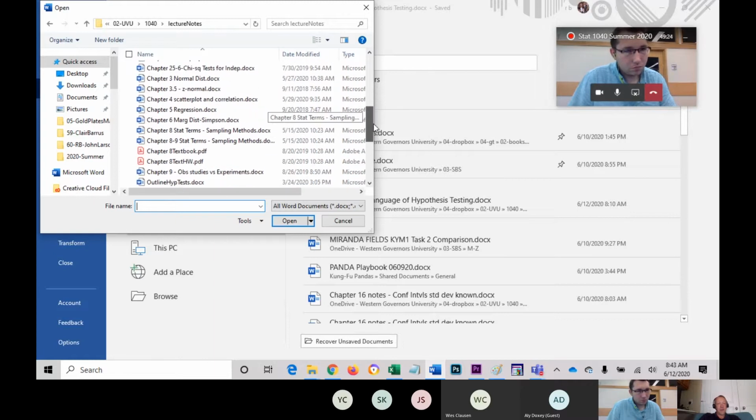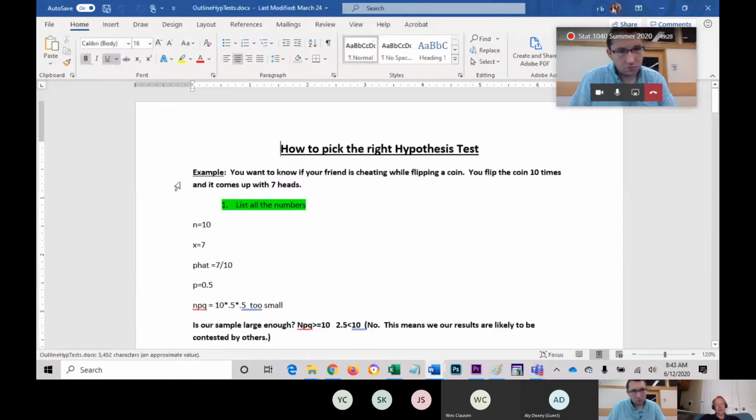Where's my outline? Oh, here it is. This is what I want to do. I'm going to give you a copy of this outline here. Because there are 7 steps that I want you guys to come up with when you do hypothesis tests.